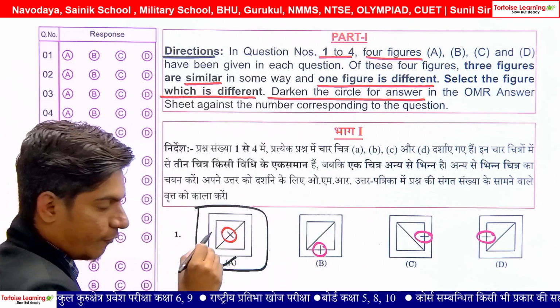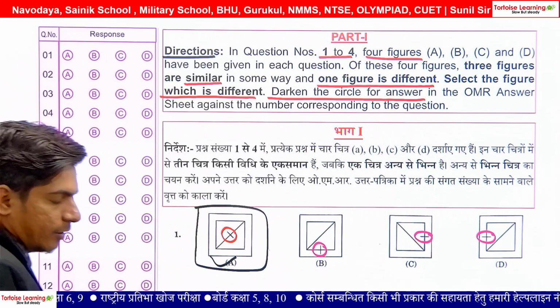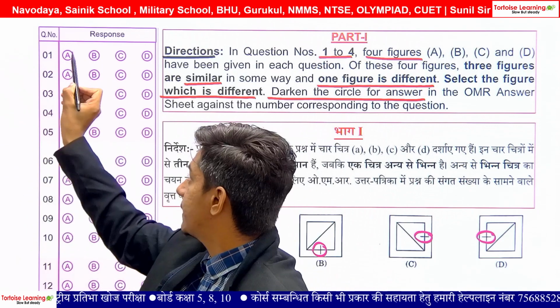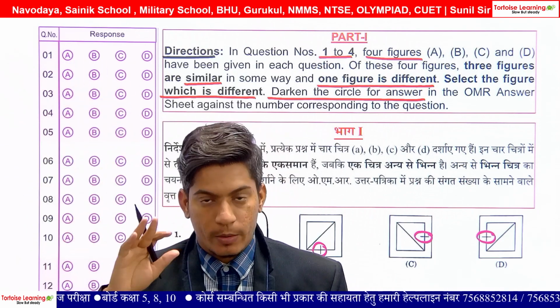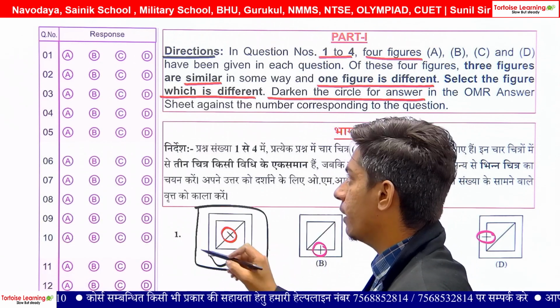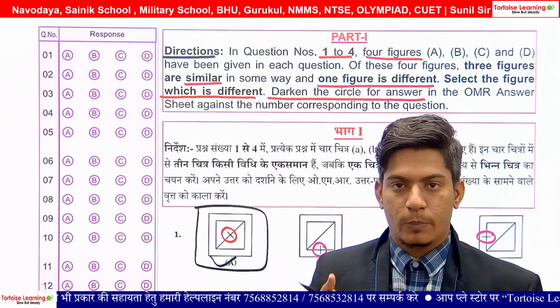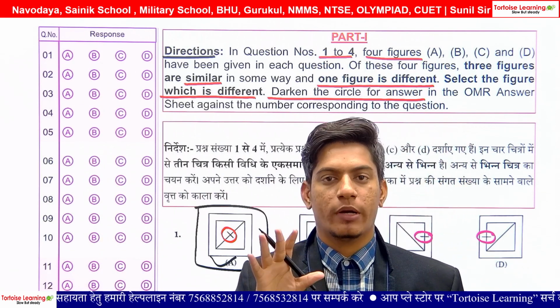So now if this is your correct answer, you have to fill or darken this option. And keep in mind, don't solve just like the first question, where you attempt the first question and then you just darken the circle. No, please don't do this. This will not help you.